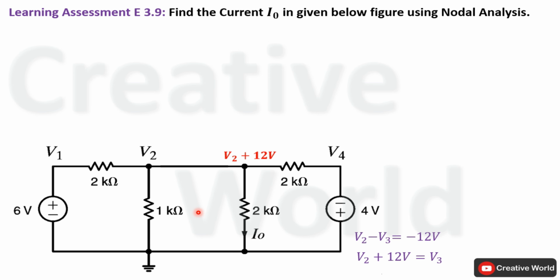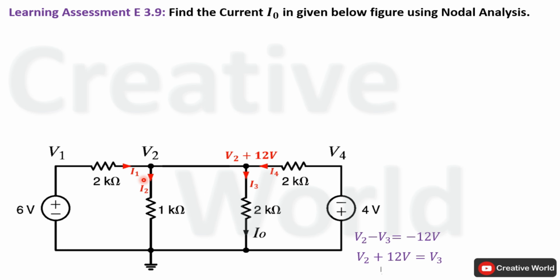Now inside this network only two nodes exist. One is the reference or ground node and the other one is the supernode. So we will apply the nodal analysis technique on this supernode to calculate the value of current I0. For that purpose we have to assume and label all unknown branch currents along with their directions. I am assuming these currents with their specified directions.